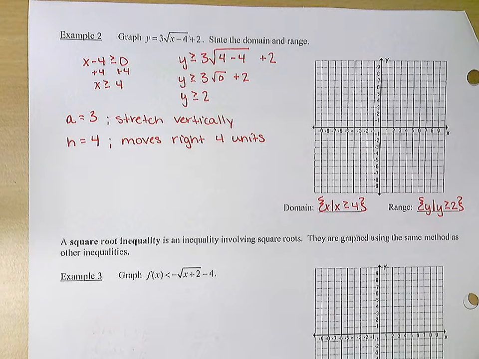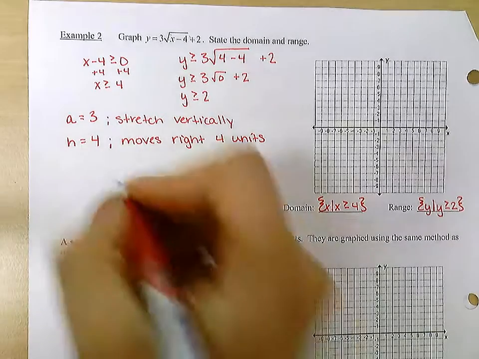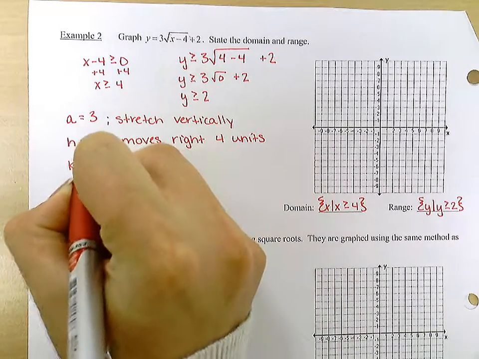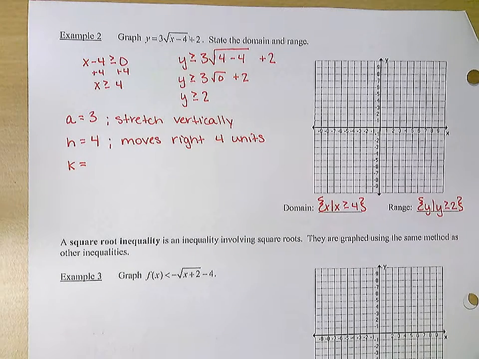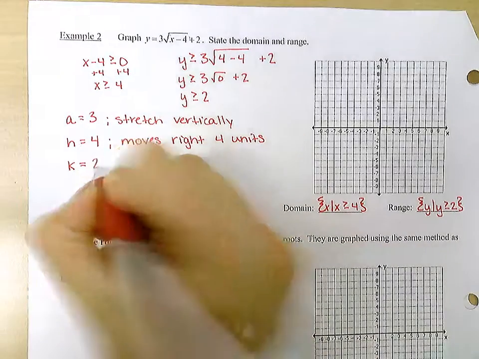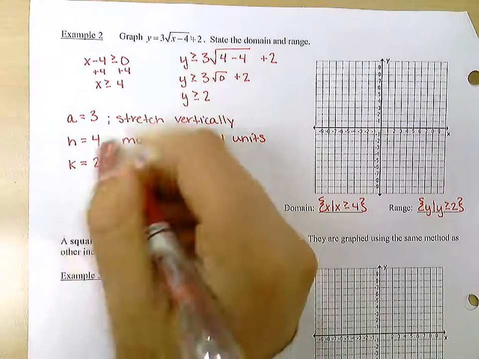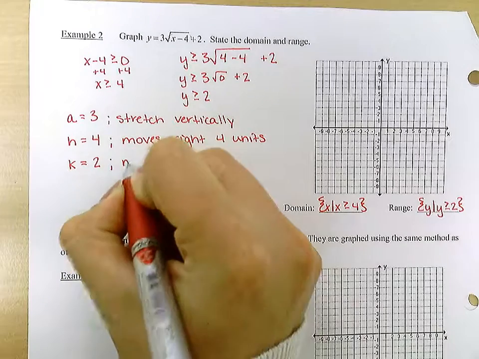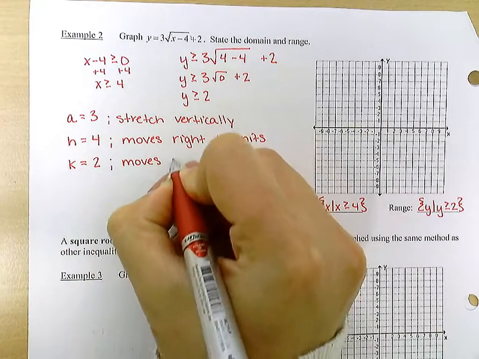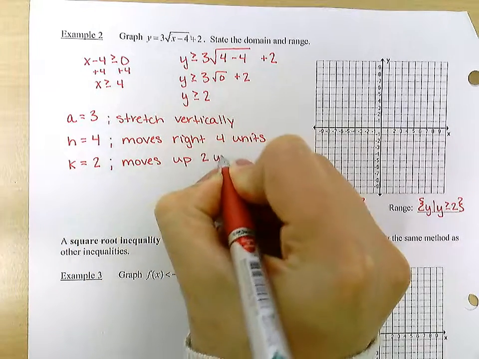Okay, it'll move your graph right 4 units. Okay, last one is your k value. That one is on the outside of that radical. Okay, that value is 2. That one you do not switch the sign. Okay, so since it is plus 2, it stays as positive 2. The only sign change here is your h value. So that one moves it up and down. So that one will move up 2 units.